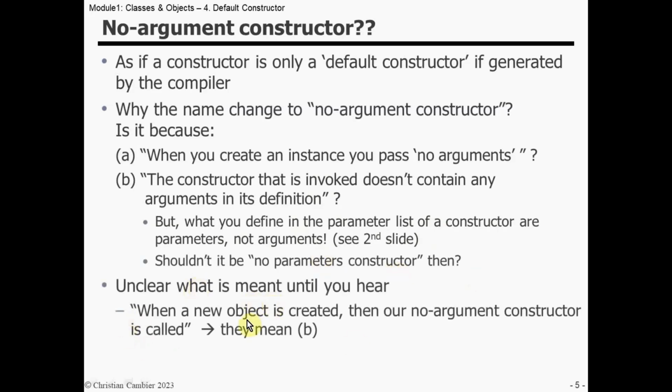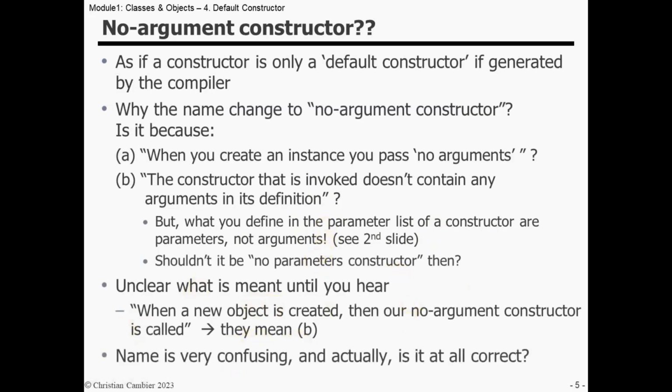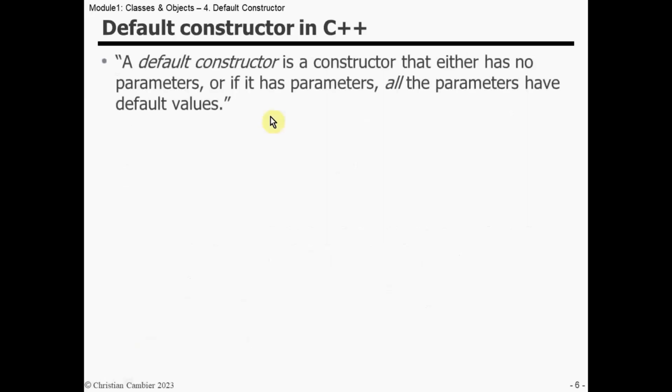Oh, well, when the object is created, then our noArguments constructor is called. Well, then they clearly mean B. All that is very confusing, and actually, is it at all correct? I like the logic that is used in the C++ language. A default constructor is a constructor that either has no parameters, or if it has parameters, all the parameters have default values.